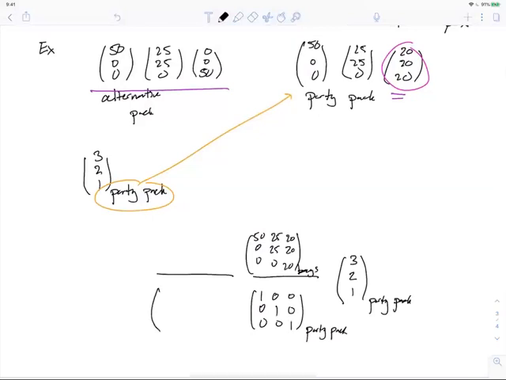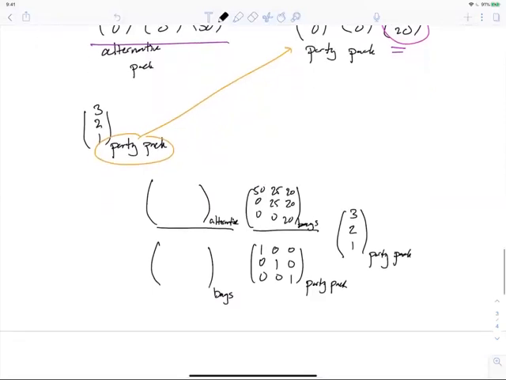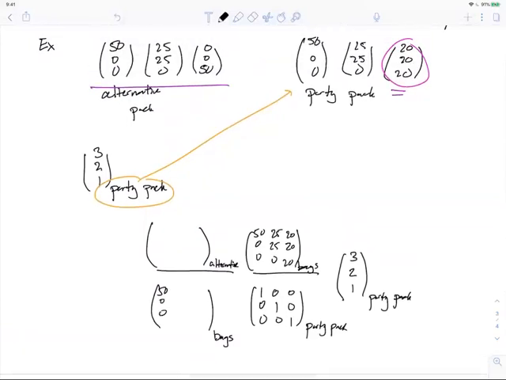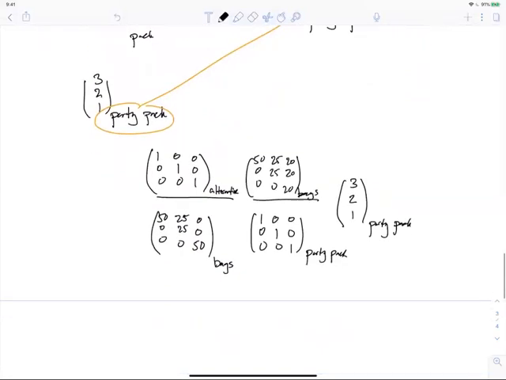All right, and now we're going to convert those bags to the new one, the alternative party pack. So we have 50 bags of the nacho cheese and still the first alternative pack one. We still have 25, 25, and 0 for the second alternative one, but now we have 0, 0, and 50 for the third one. And so now it's kind of clear what we're going to do.